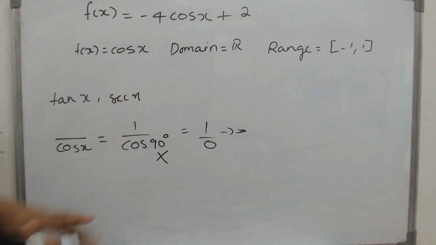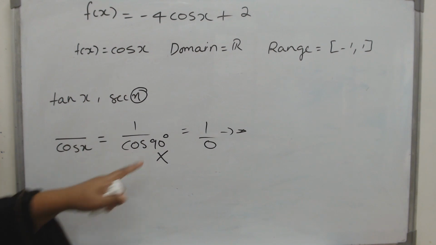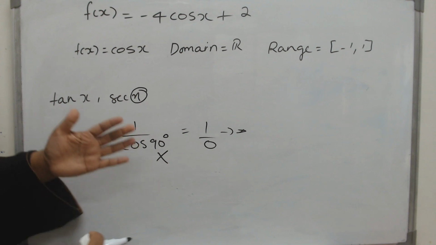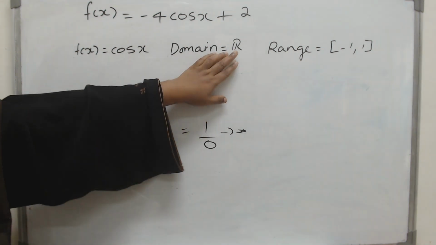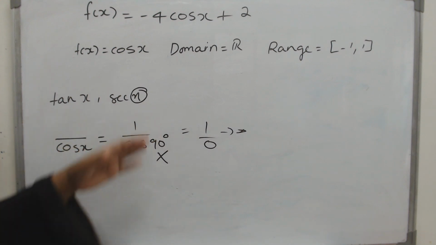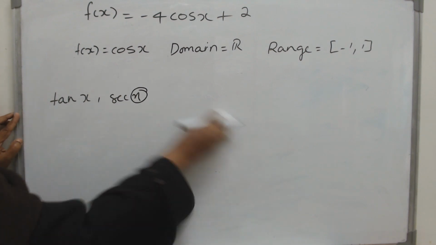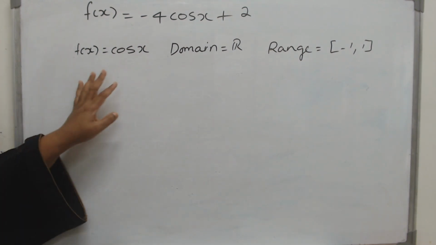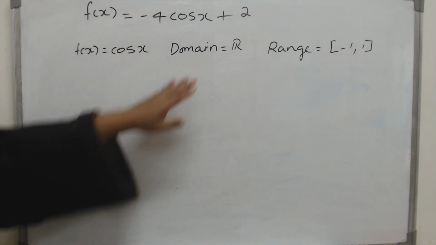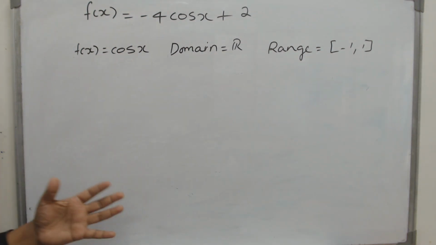So this secant x cannot take certain values. It cannot be 90. It cannot be any odd multiple of 90. So it comes with a restriction. It cannot be the whole set of real numbers. It has to leave out some values that x cannot take. But fortunately, whenever you see a cos x, a sin x, it's time for celebrations. The domain is going to be the entire real number line.